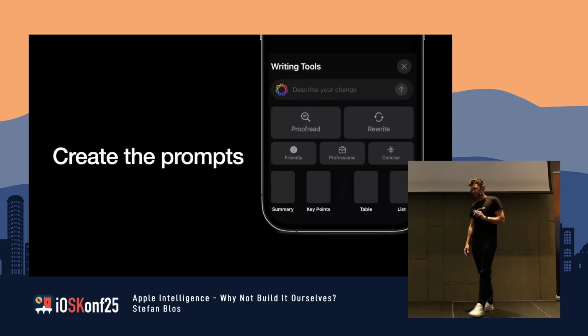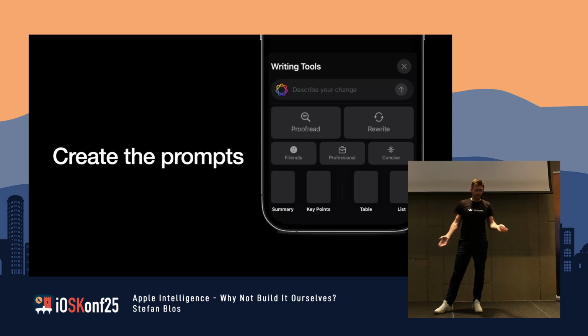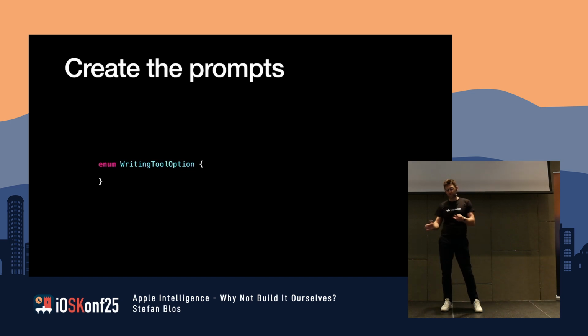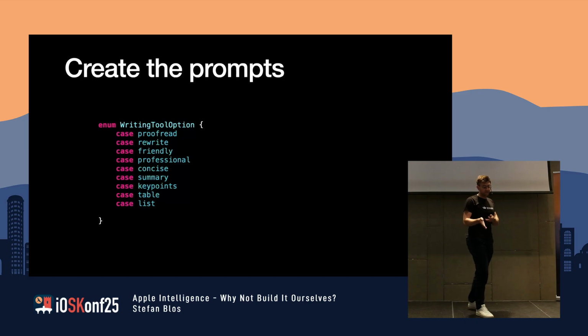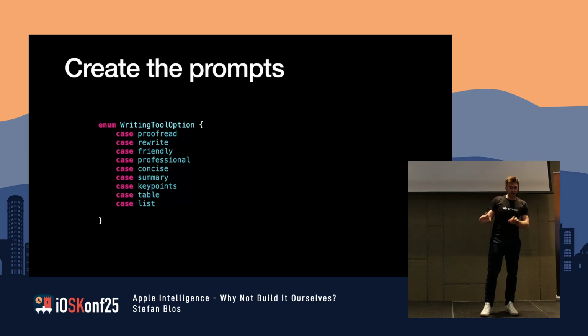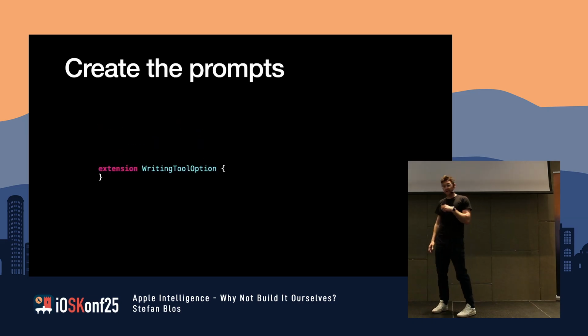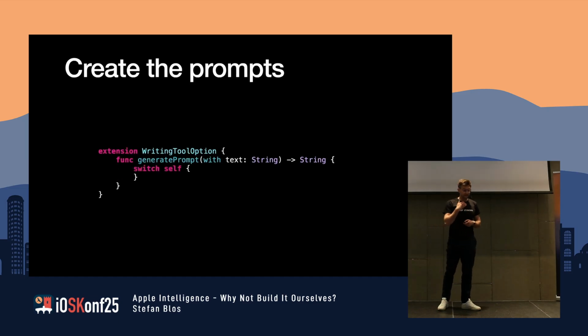Now we need to create the prompts. As we can see here, we have a number of options that we want to support. If we have a number of options, a great choice is an enum. So we create an enum called writing tool options. From that, we have all the cases: proofread, rewrite, friendly tone, professional tone, and so on. Then we create an extension of this enum and add a function called generate prompt, which takes the user text in, and then we can switch over the enum itself.